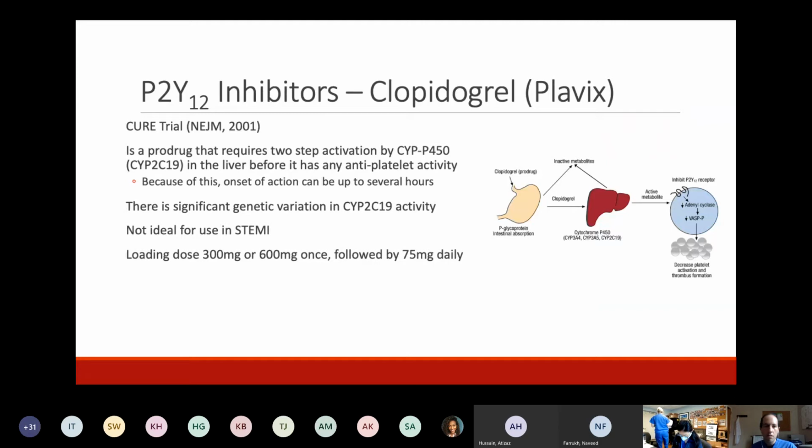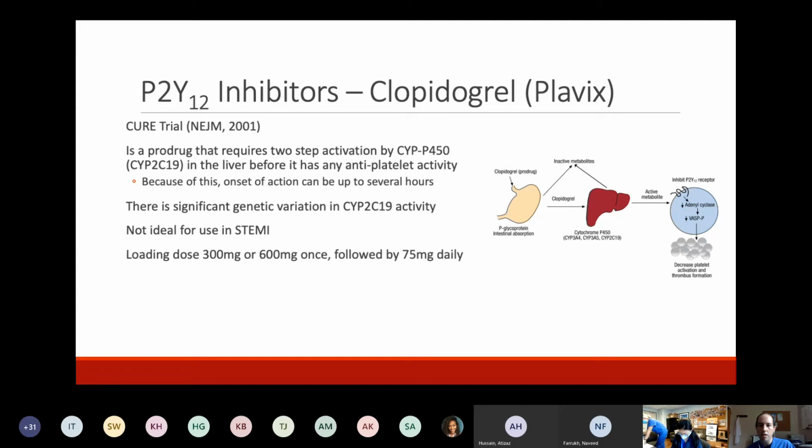Clopidogrel is Plavix. This was the first antiplatelet other than aspirin that was shown to be beneficial in people with an MI. It was the CURE trial, which came out almost 20 years ago in the New England Journal. We still use Plavix a lot, but the thing that you really need to know, which I didn't know until I learned it in cardiology, is that clopidogrel is a prodrug, so it requires a two-step activation in the liver before it has any functional antiplatelet activity.